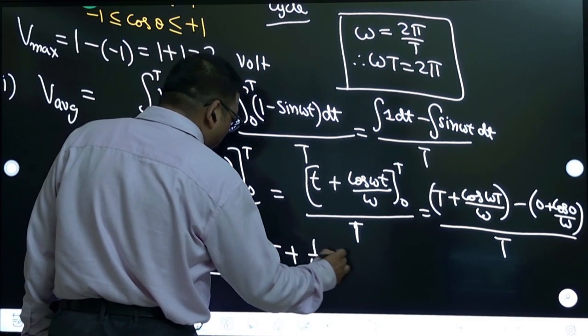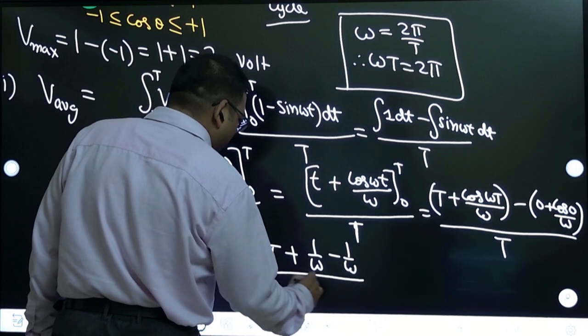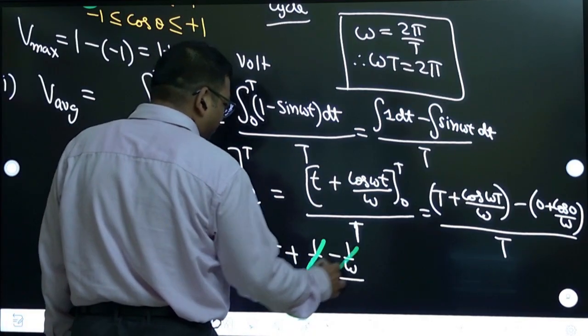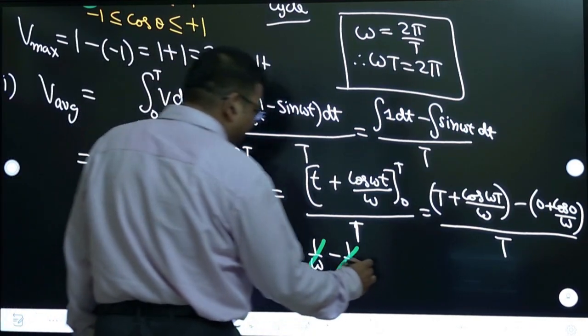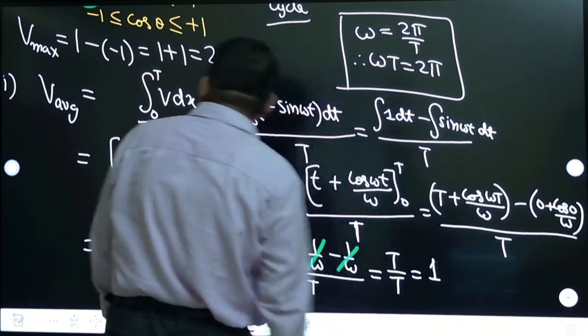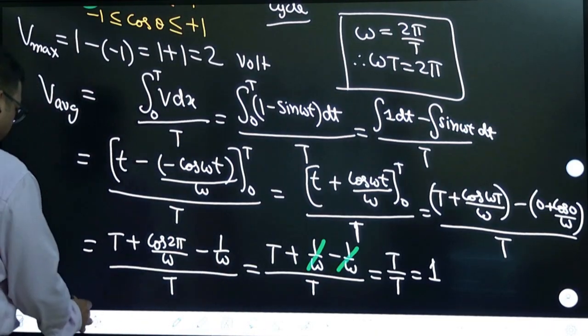So it is 1 by omega minus 1 by omega, divided by T. So you can see that this term gets cancelled. So we are getting T by T, and T by T is coming as 1. This is the average. So we got the second answer.